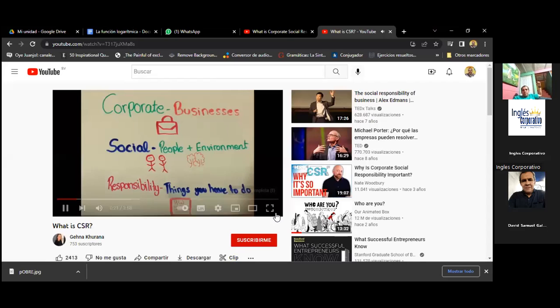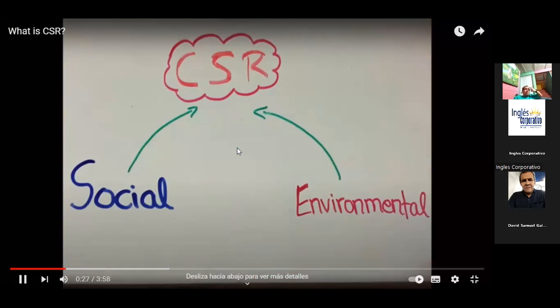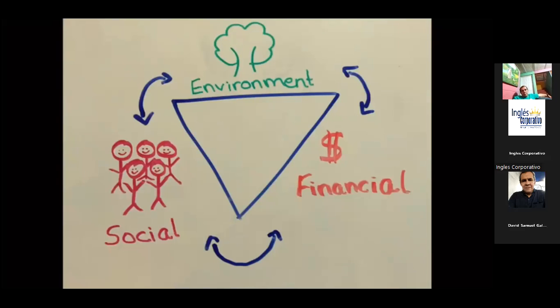For example, in school, it's your responsibility to finish your work on time. CSR is a management concept where companies combine social and environmental concerns in their business. It is generally understood as being the way through which a company achieves a balance of environment, economy, and social factors. When companies are trying to be corporately and socially responsible, they are aiming to achieve the triple bottom line.